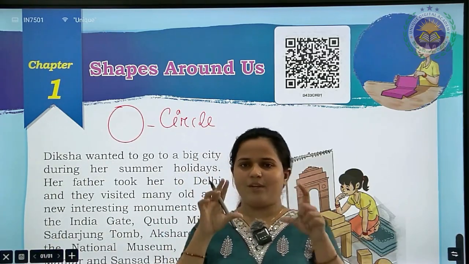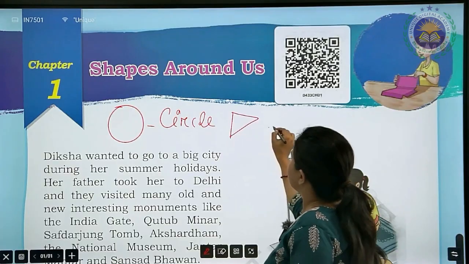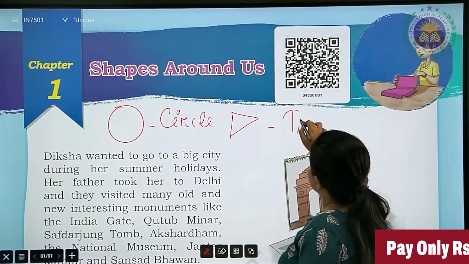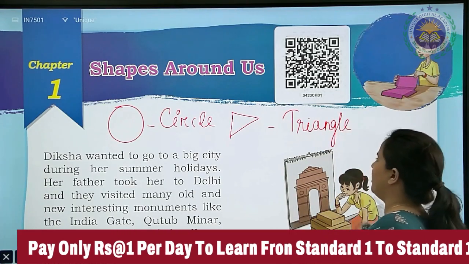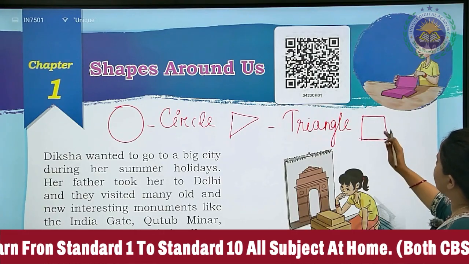Sandwich, what is its shape? This is called a triangle. Okay. Sometimes we take biscuits in square size, right?